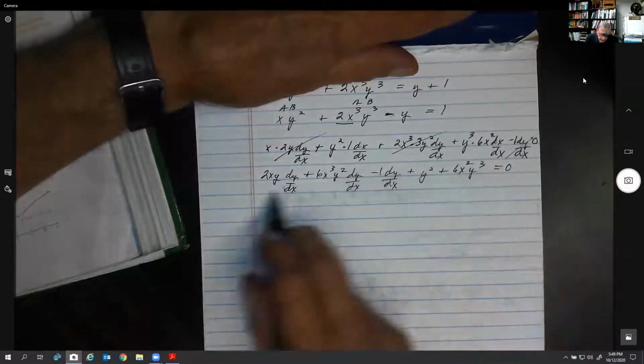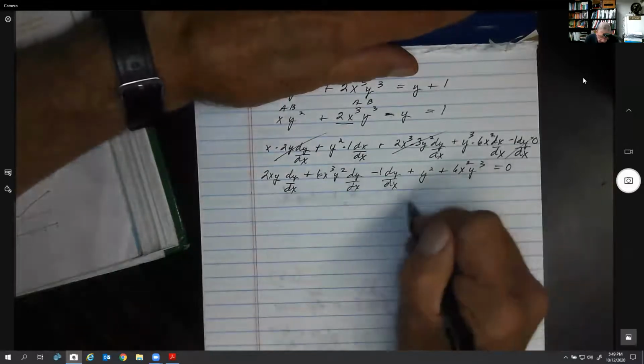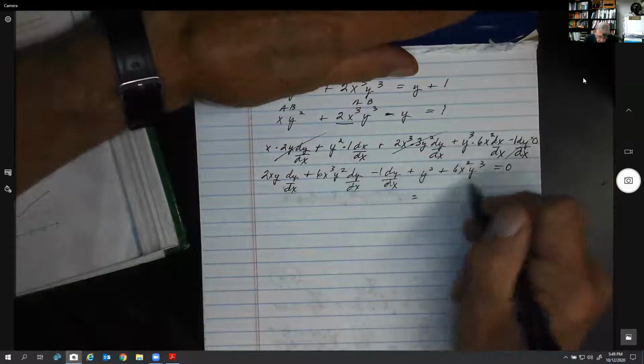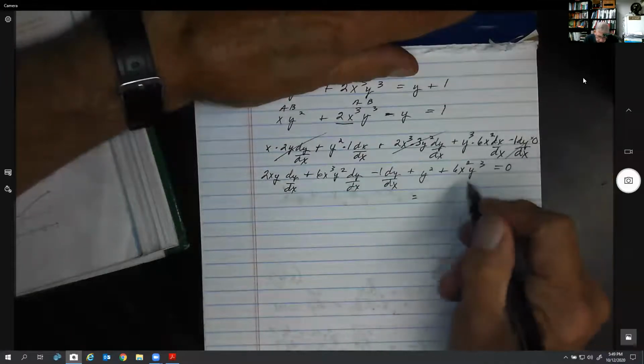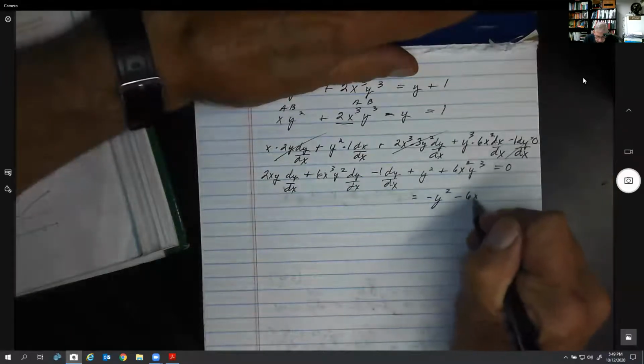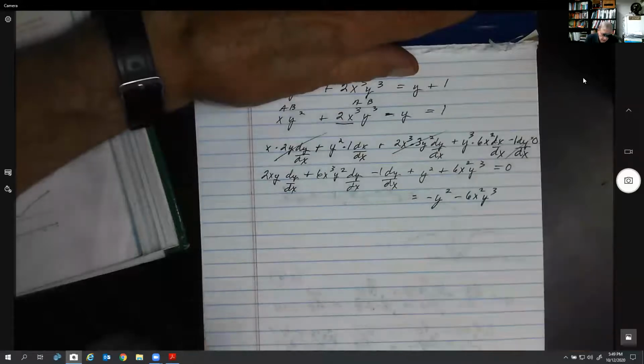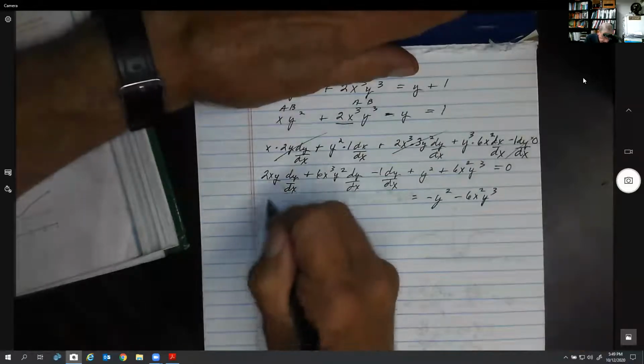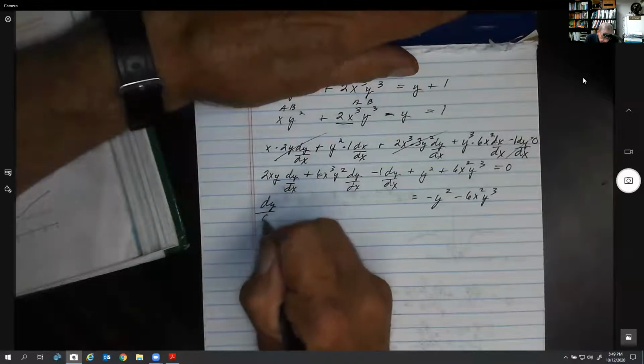And the dy dx terms go to the other side. So I'm going to save a little bit of time and just write this. I guess they're both negative. It won't matter. Okay. Factor out the dy dx on this side.